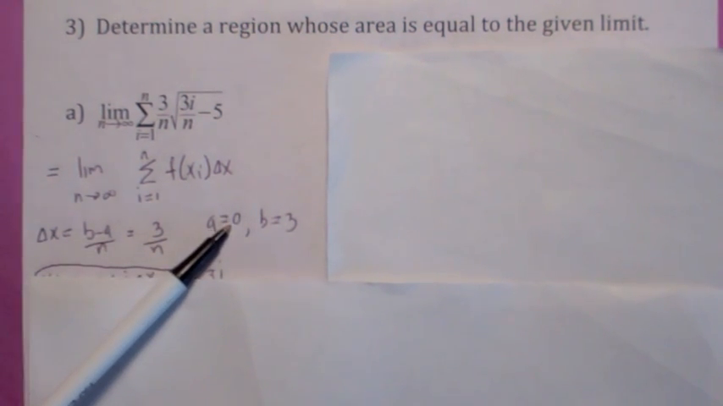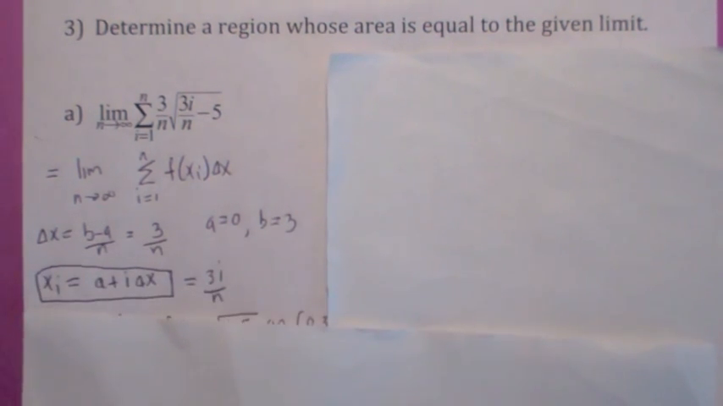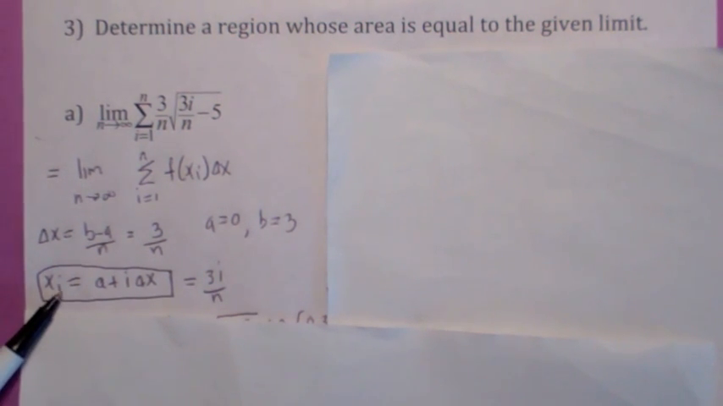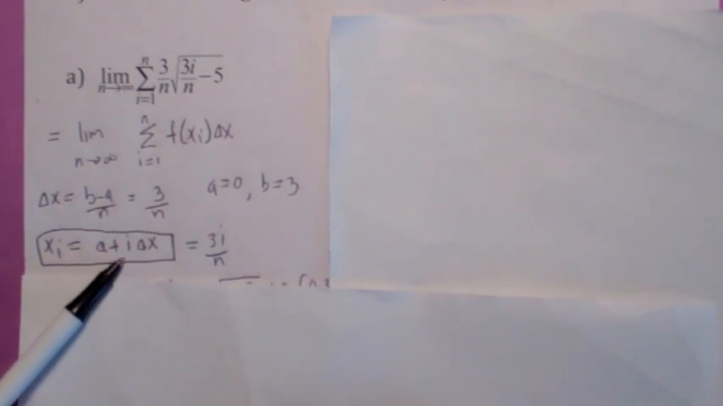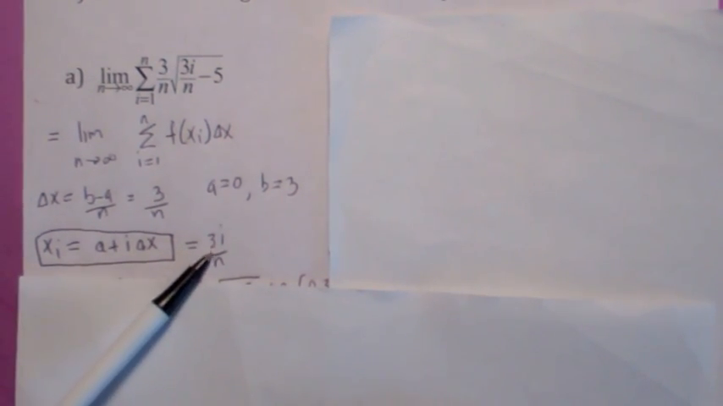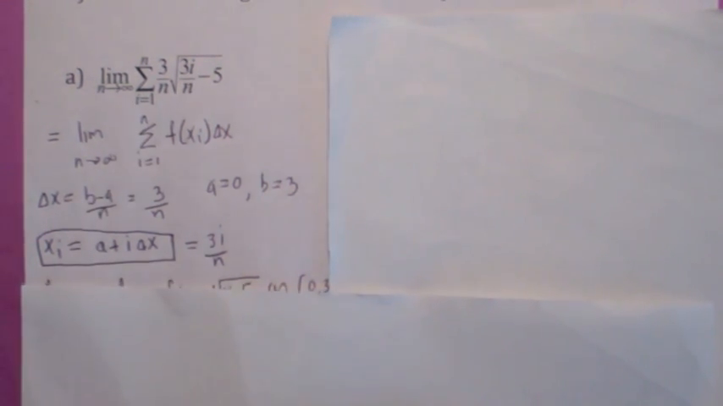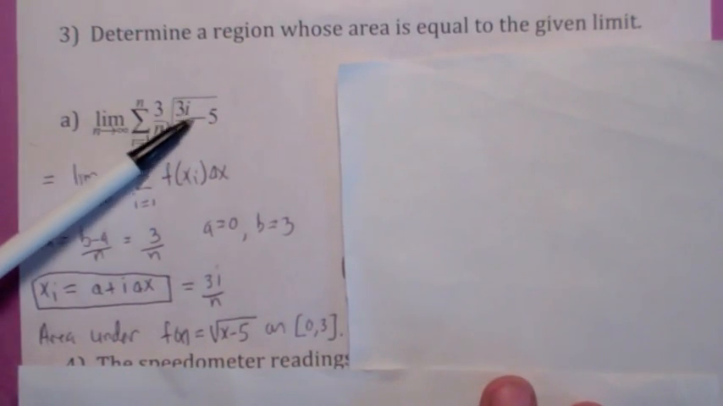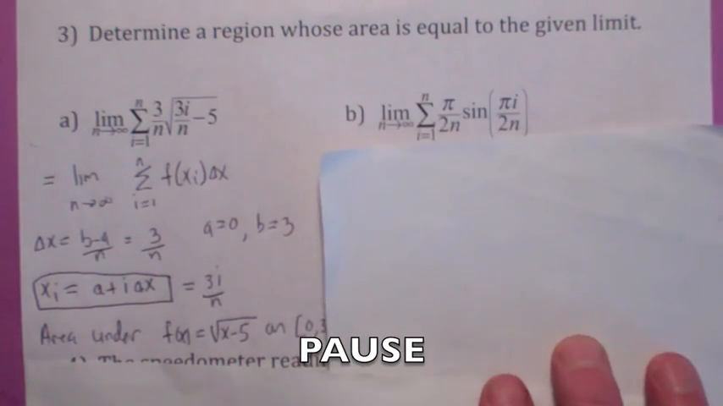So let's see if this works. Try a equals 0, b equals 3. That might work. In that case, this is important right here. If a is 0, then your x sub i will always be a plus i delta x. That really is important to remember. So your x sub i, from the formula, is going to be 3i over n. So then what would the function be? If this is f of x sub i, the function would have to be the square root of x minus 5, and the interval is from 0 to 3. Pretty sneaky, huh?